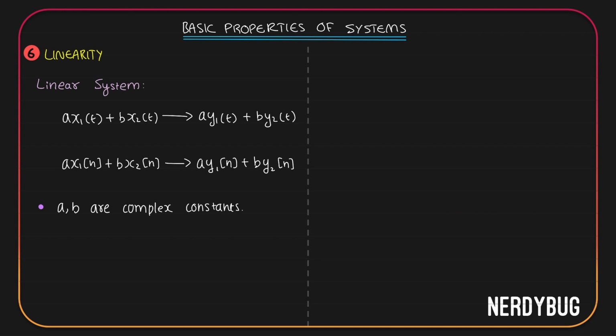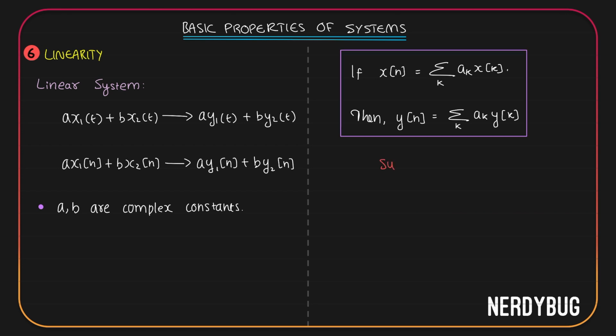That is, they can take imaginary values as well. We can actually write this as a summation because the system can have multiple inputs, not just two. So, as a general case, we can write like this: if x of n is summation for all values of k, a k x of k, then for a linear system, y of n will be summation for all values of k, a k y of k. We call this the superposition property.